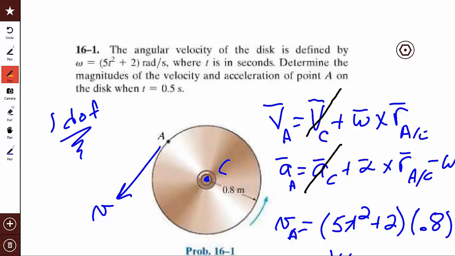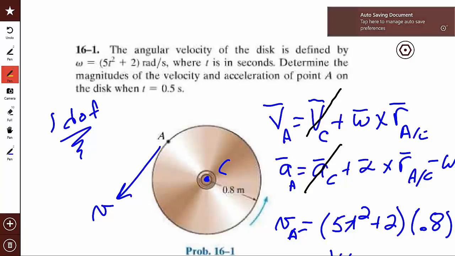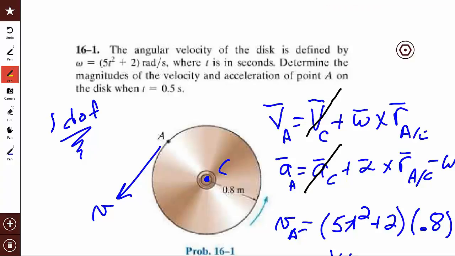The angular velocity of the disk is defined as blah, blah, blah, where t is in seconds. Determine the magnitude of velocity and acceleration at point A on the disk when t equals 0.5 seconds. Okay. Is this a time spanner? So it looks to me like I am going to probably integrate something. I'm going to try and find the velocity and acceleration of a point.